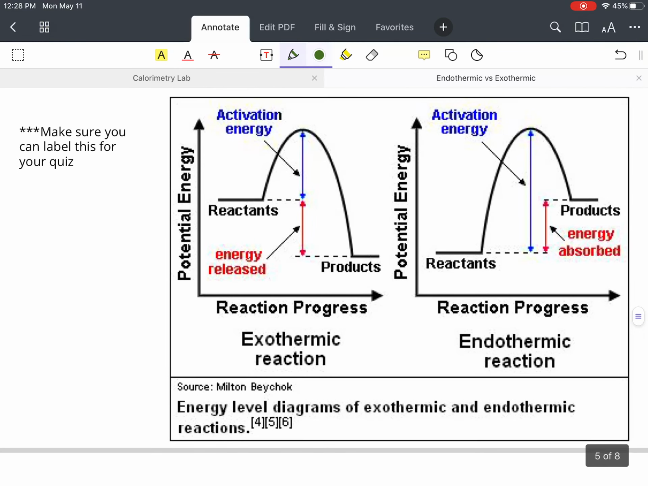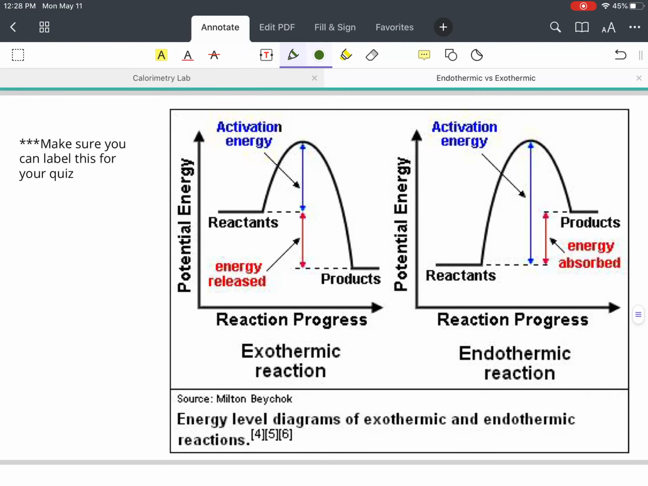So here's a little graph, and some of the questions on the homework module, I'm going to cross out quiz, homework module, will have you look at this graph. So let's look at our exothermic first. We know that we have our reactants here, so we have a certain amount of energy. And then we said we need a little bit of activation energy. So that's right here. We've got to give it a little bit.